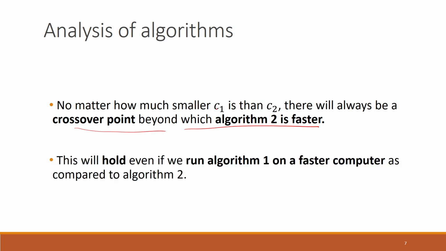And this will hold even if we run algorithm 1 on a faster computer as compared to algorithm 2. So, now let us try to provide another advantage to algorithm 1 by running it on a faster computer as compared to algorithm 2. But we will see that even that advantage will be lost for algorithm 1, because again there will be some n at which algorithm 2 will become faster than algorithm 1. This emphasizes that regardless of the values of the constants C1, C2, and regardless of the hardware difference in running these two algorithms, the function C1 n square will eventually become larger than C2 n log n.